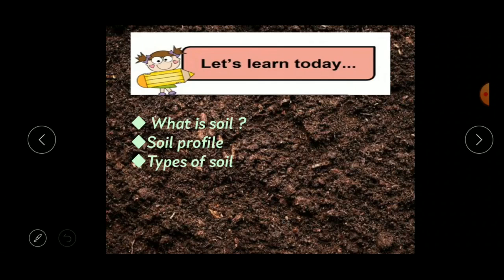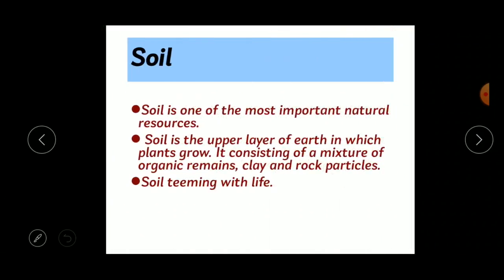Okay, so let's see what is soil. Soil is one of the most important natural resources. What do you mean by natural resources? The materials or substances occurring in nature which can be exploited for economic gain, right? So it is called natural resources.